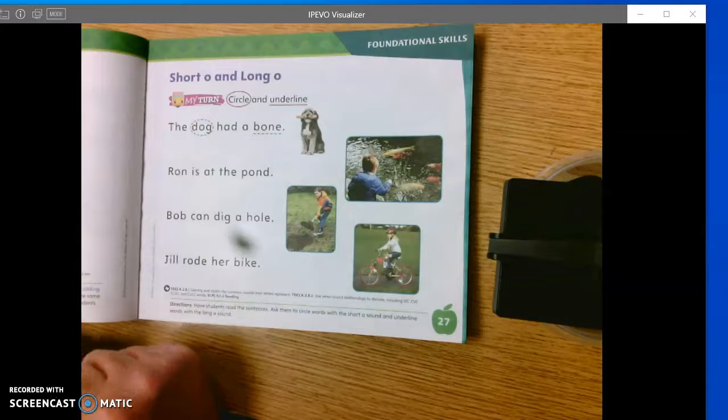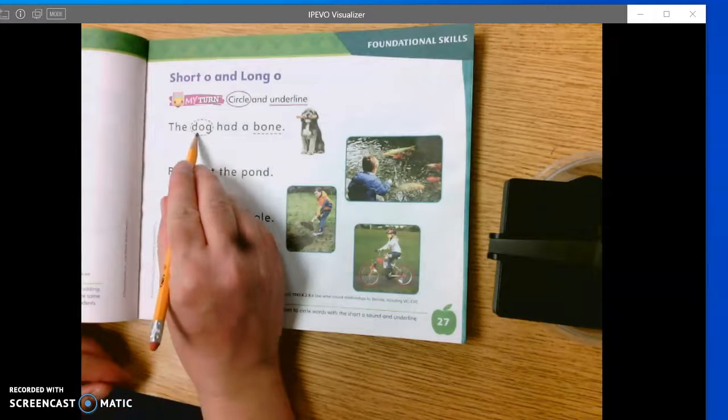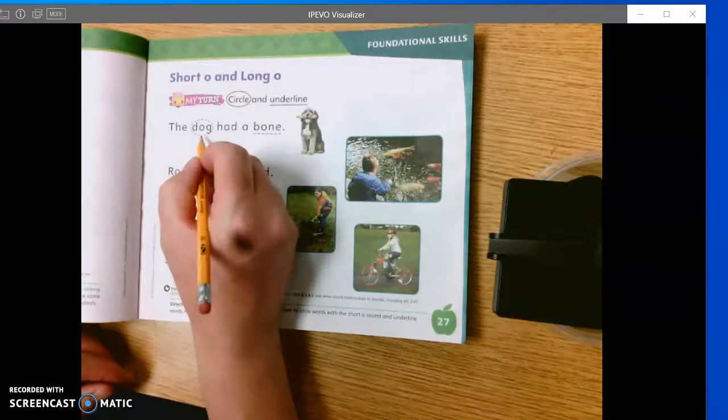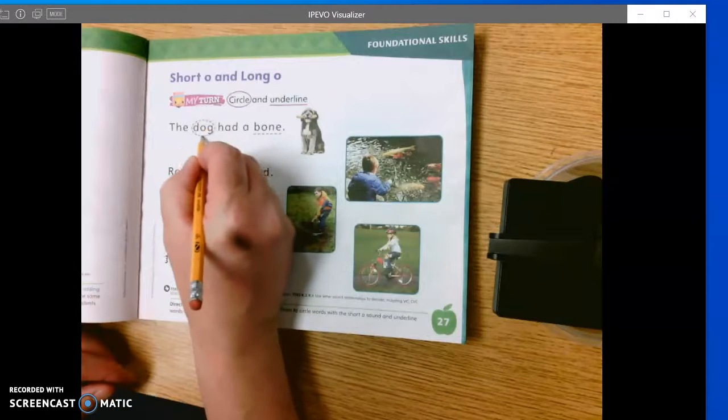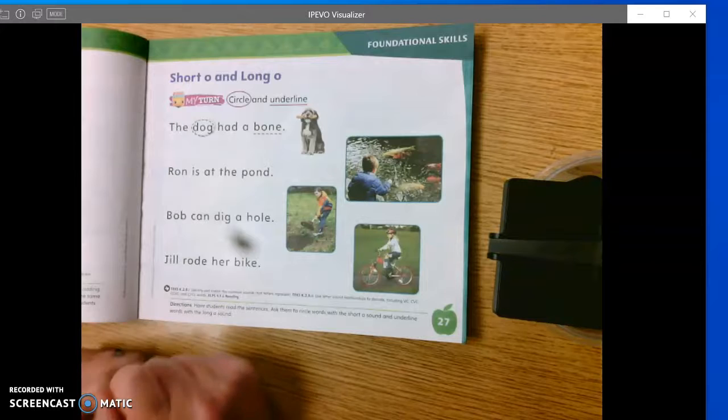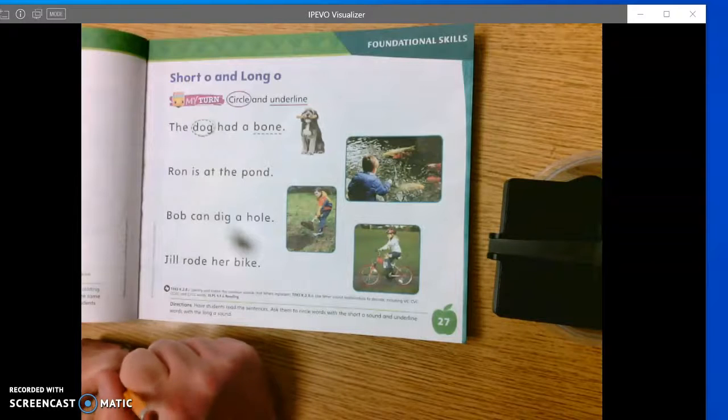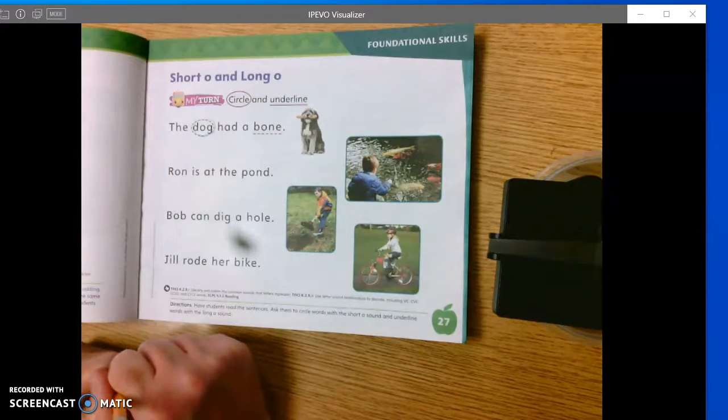There's the short O sound, which we learned first in kindergarten and pre-K, which is ah. So like the word dog has the short O sound, so we're circling that. It's not dog, it's dog. D, ah, g. The ah is a short O sound.